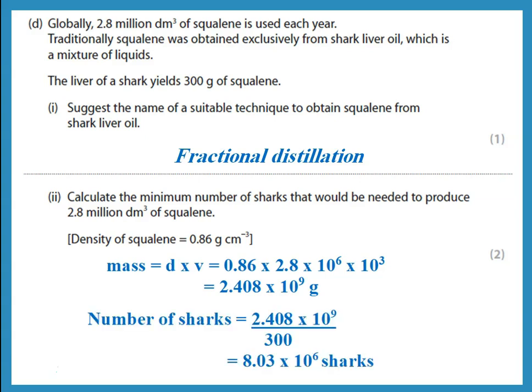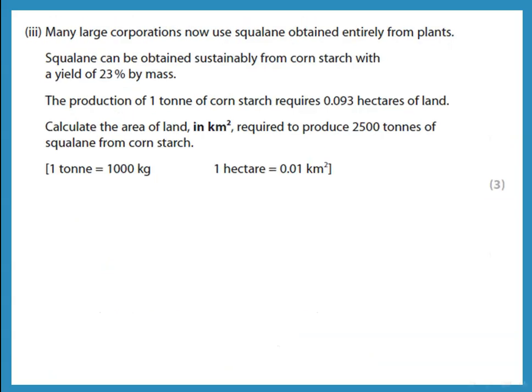Then I have to get the number of sharks. He says each shark will give me 300 grams. So this mass will be from how many sharks we divide by 300. And that means I have this whole number, lots and lots of sharks.